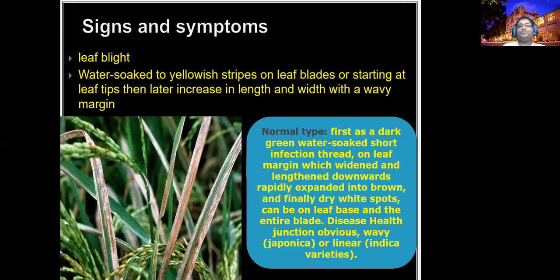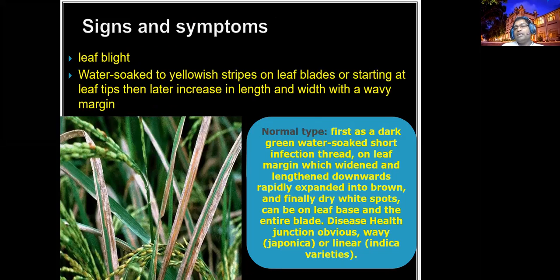The symptoms of leaf blight are water-soaked yellowish stripes on the leaf blades. This is a bacterial disease, not a fungal one. The initial disease incidence will start with a water-soaked, light yellowish streak, and it will become wider and longer.